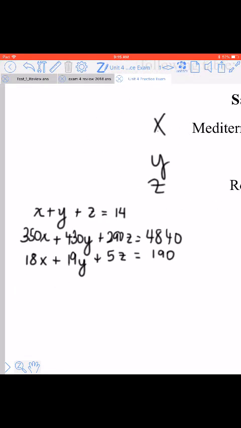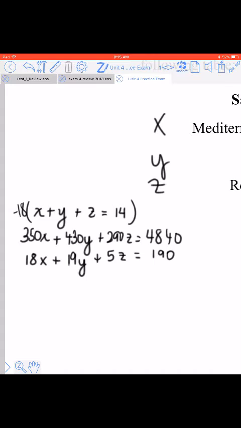Okay, so now what we need to do is just solve this system of equations. Like we did in the last couple problems, we need to choose two of the equations that eliminate one of the variables. So I'm just going to take equation 1 and 3 and eliminate x. So I'm going to need to multiply by negative 18 in that top equation. So the x's would cancel.